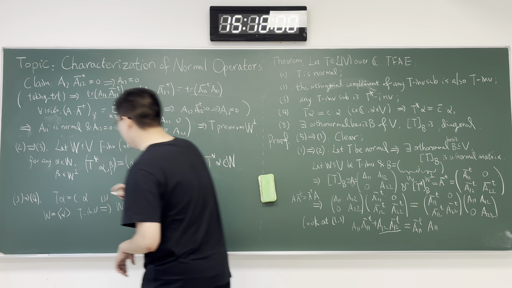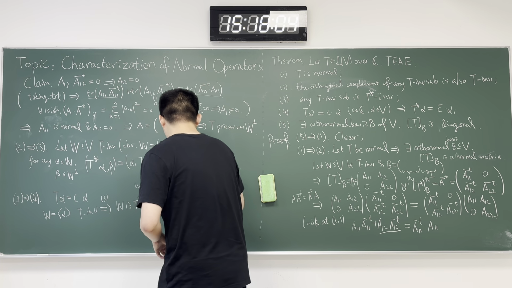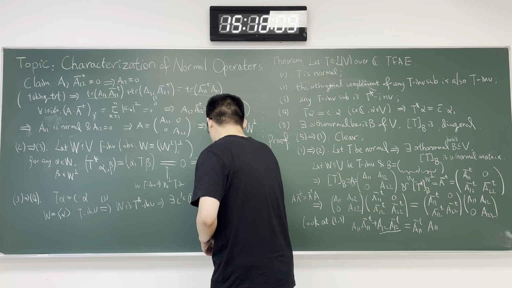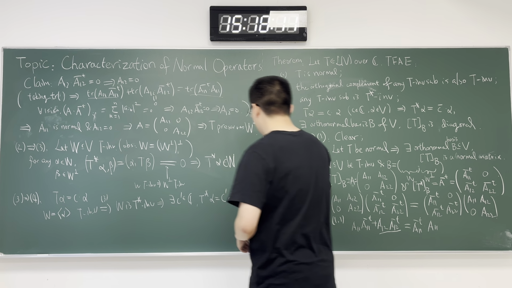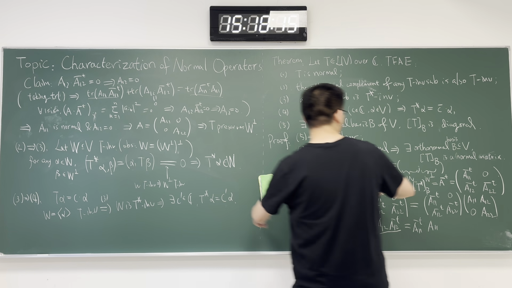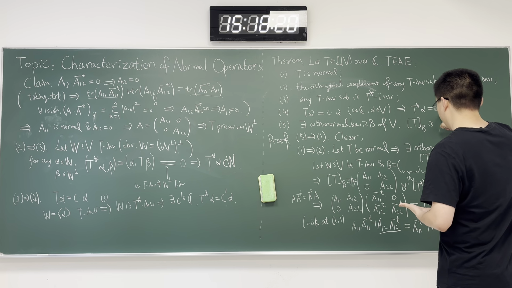Since it is a one-dimensional subspace, it just means that there exists another complex number C prime such that T star alpha equals C prime alpha. And finally, we should check that this C prime just coincides with the conjugate of C.